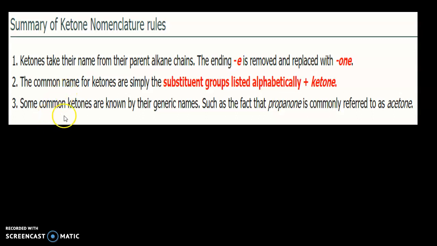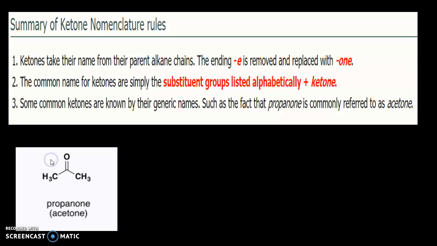Though some common ketones are known by their generic names, we have to remember the names of some common ketones. Now we'll see some examples so that you will understand the IUPAC names of ketones. This is a ketone with 3 carbon atoms. At the 2 position there is a carbonyl group. With 3 carbons, the parent alkane is propane, because the E of propane is replaced by ONE and it becomes propanone.